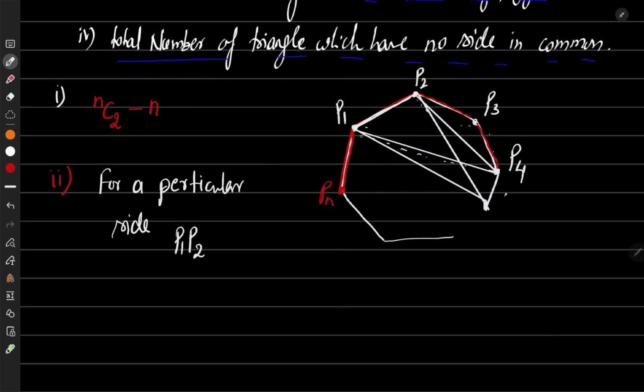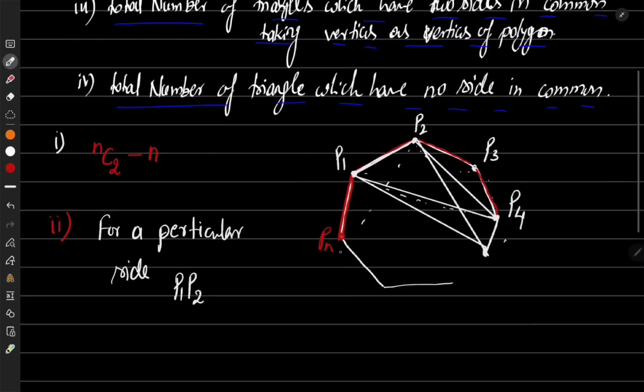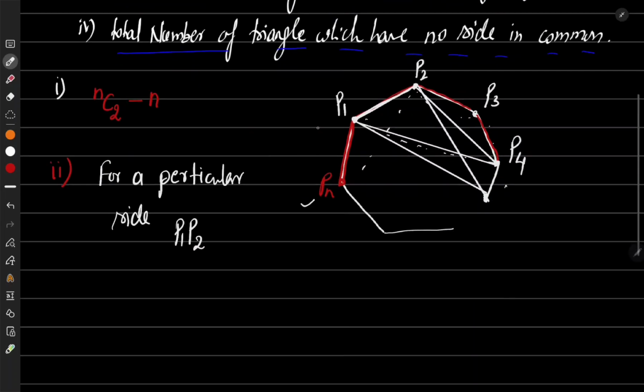Otherwise, anywhere if I join, even not this one, P1, P2, P3, okay, not P4, P1, P2, P3 and Pn. Also, if you are going to join, then two sides will be in common. Means Pn also you need to leave. Means this point, this point, this point and this point.